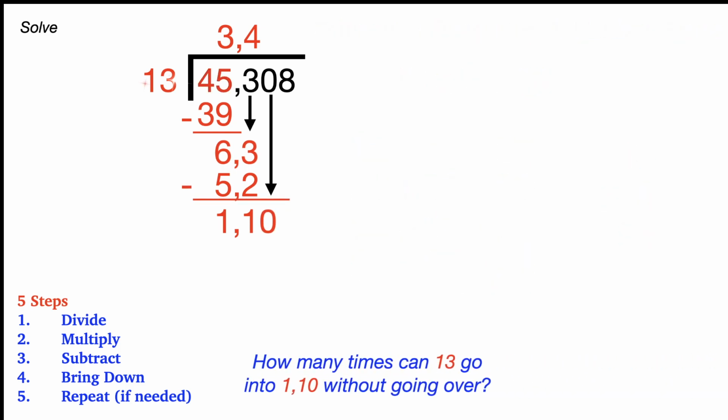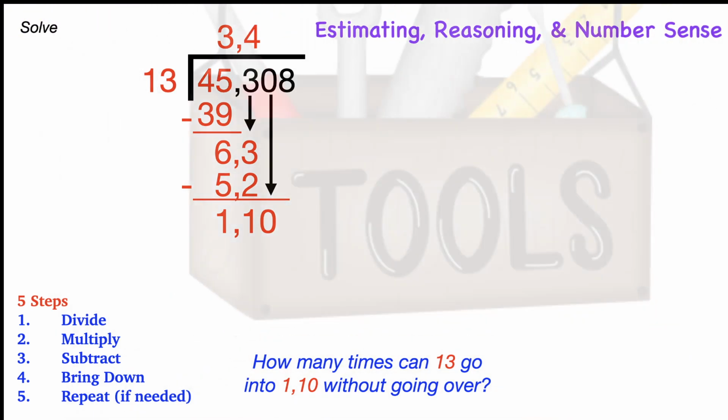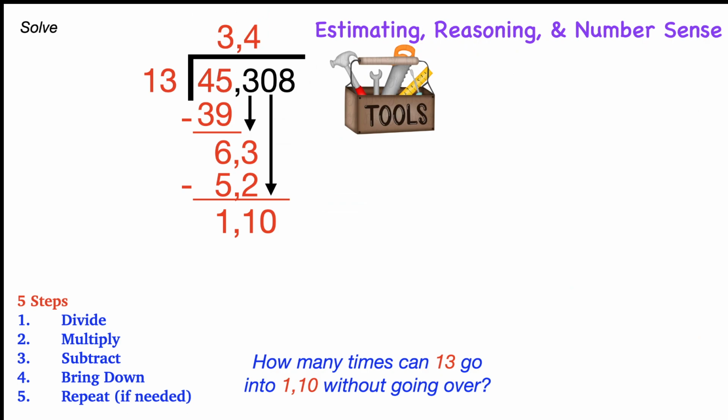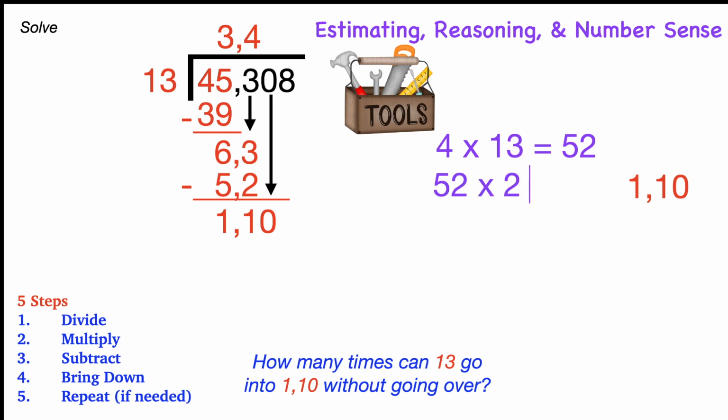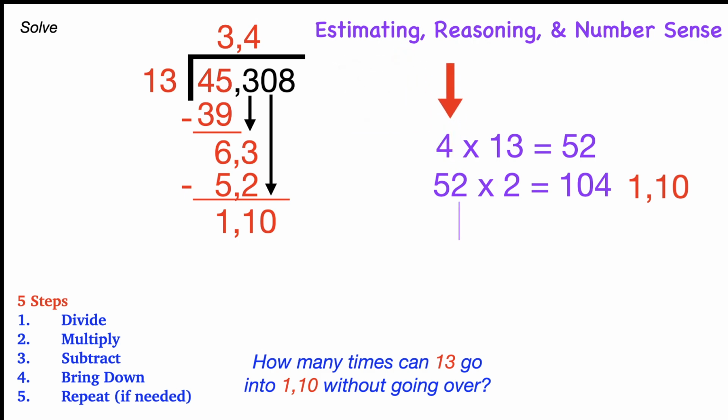All right, we're ready to divide again. How many times does 13 go into 110 without going over? Using our estimating, reasoning, and number sense tools, let's use what we learned before. With the 4, we said that 4 times 13 is 52. And this time, we don't have to go to 52, but we have to go to 110. Well, I know that 52, if you double it, is going to be 104, which puts us right where we need to be. So, what did we do? We doubled the 52, which means that we need to also double the 4. In other words, times it by 2. 4 times 2 is 8, and 8 is what we want to use.